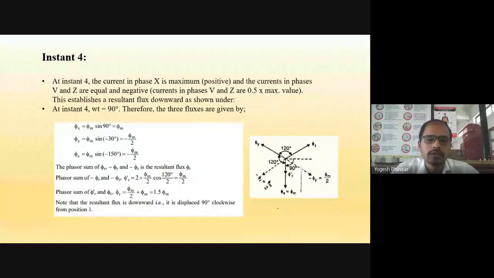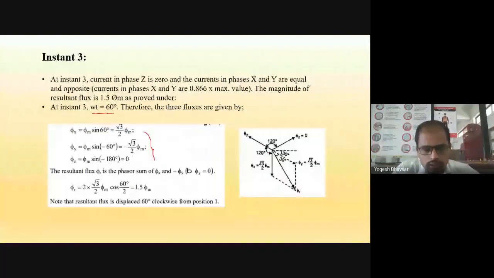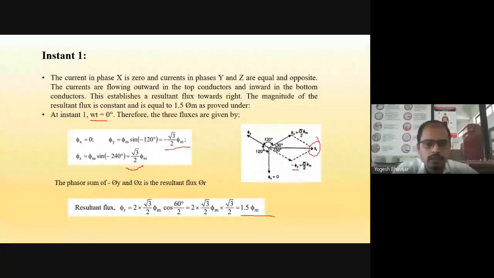is rotating in nature. So that's why we conclude that whenever a three-phase supply is given to the three-phase stator winding, then the magnetic flux is rotating, whose magnitude is given by 1.5 times phi m, where phi m is the maximum flux, and the angle by which it rotates is 30 degrees. So these are the expressions, and different instants we can consider to observe how the magnetic field is rotating in nature.